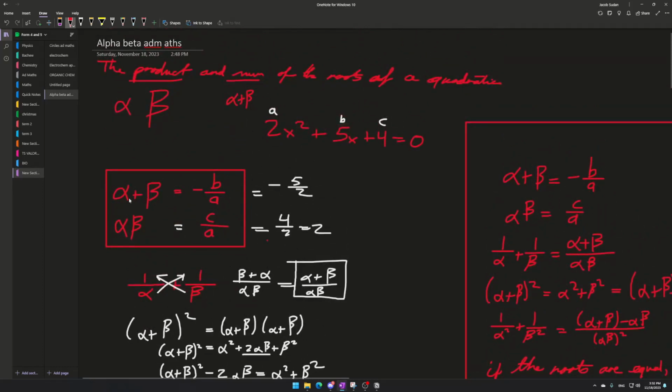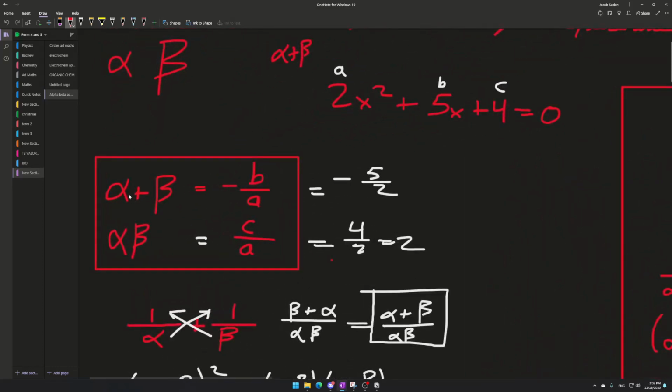So there's two main things we have to know. Alpha plus beta is equal to minus b over a, and alpha beta is equal to c over a. So using the values up here, we have minus 5 over 2 for alpha plus beta, and alpha beta would be 4 over 2, which is equal to 2.